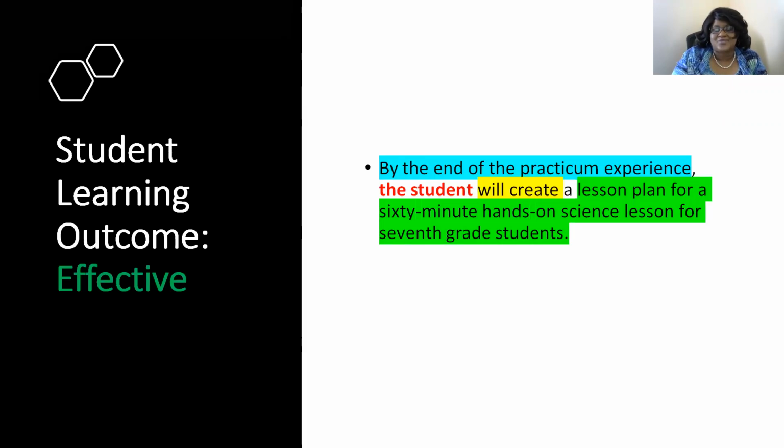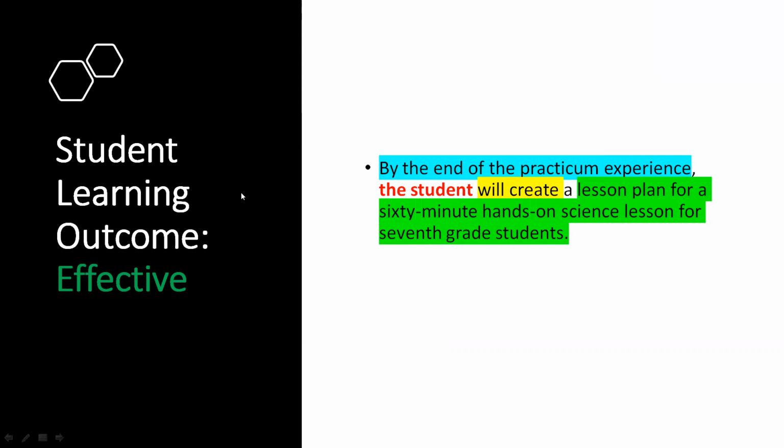So let's look at this one. This is effective. As you both mentioned, we did have a time frame. It was student-centered. We did have an action verb, and we had exactly what they were going to be able to do. So at the end of that practicum experience, they're going to be able to create this lesson plan for the 60-minute hands-on science lesson for 7th grade students. And that's something that you could actually go back and measure.